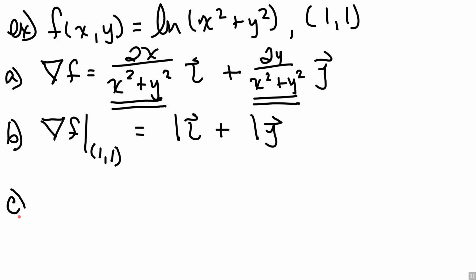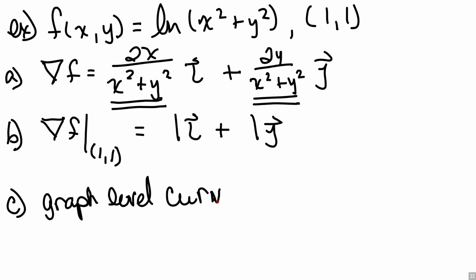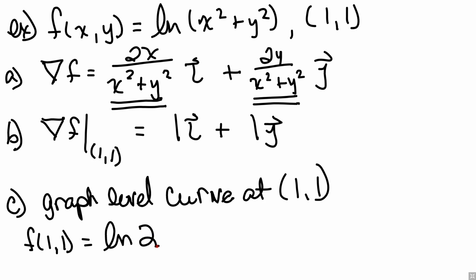Okay, so part C is asking us to graph the level curve at 1, 1. If we do that, we basically are looking at f of 1, 1, and we're going to end up with the natural log of 2.